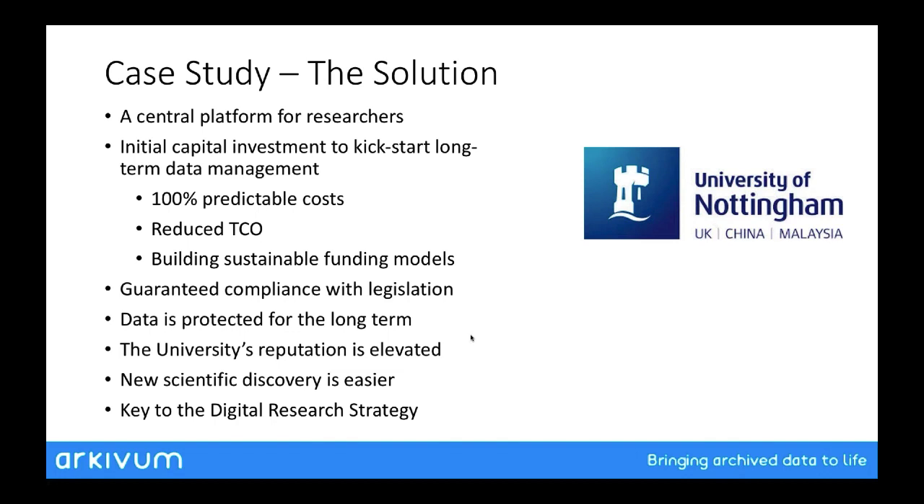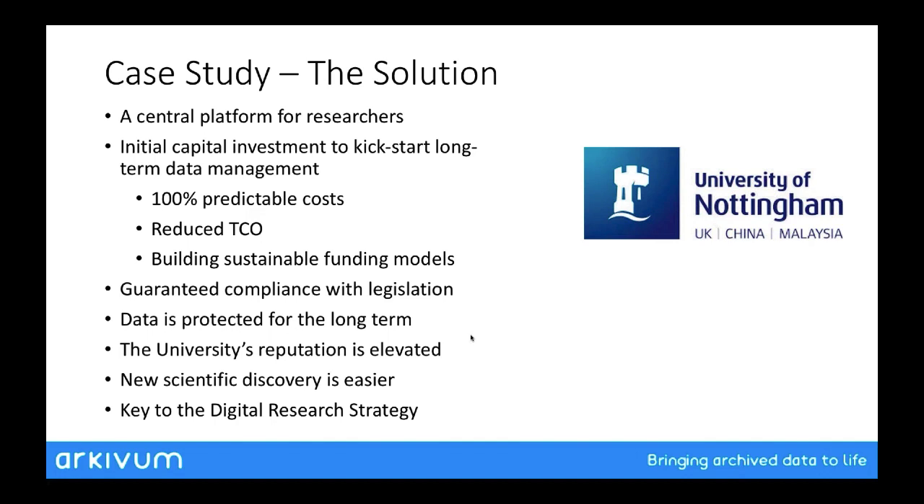So what University of Nottingham did was add an initial capital investment to kickstart this project. It meant that they had a totally predictable data management cost. It did obviously reduce their costs. That's a really key thing. And one of the things that they're doing now as part of this sort of new phase of work is that they're trying to build in sustainable funding models to make sure that actually we don't come across this problem of not having the investment for the research data 25 years after it was written. So that's a really key part of what Nottingham's doing, is making sure that those funding models are totally sustainable.